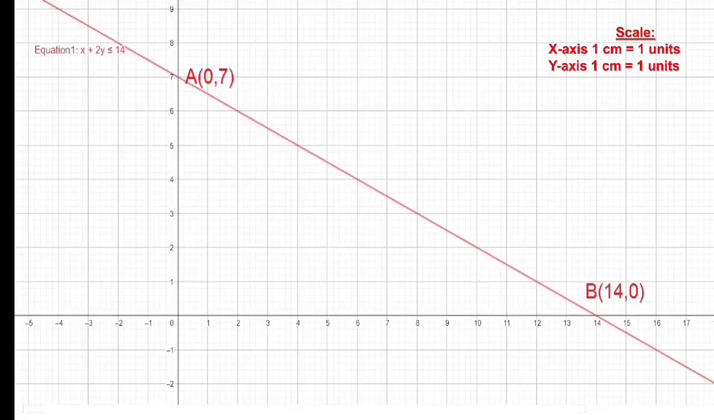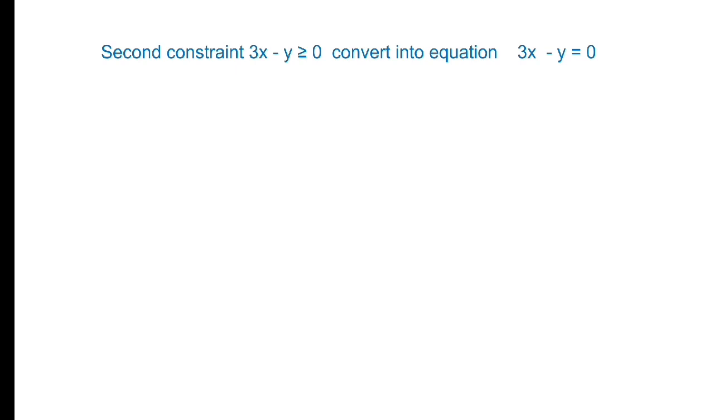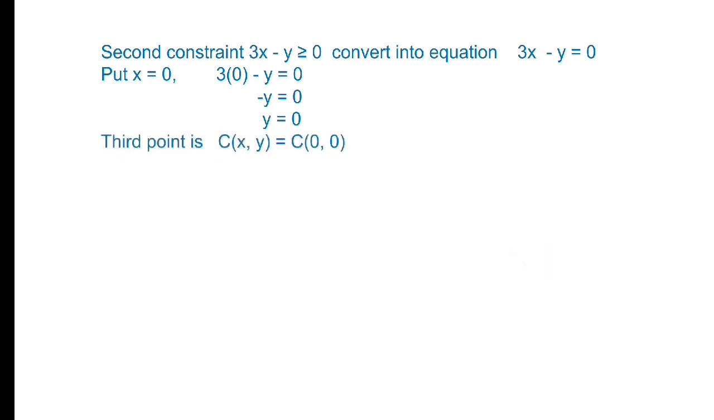For the first constraint x plus 2y equal to 14, A value is 0 comma 7, B value is 14 comma 0. Here the axes for both are 1 unit only. Come to the second constraint: 3x minus y greater than or equal to 0. Convert into equation 3x minus y equal to 0. Put x equal to 0: 3 of 0 minus y equal to 0, therefore y equal to 0. So the third point is C of x comma y equal to 0 comma 0.